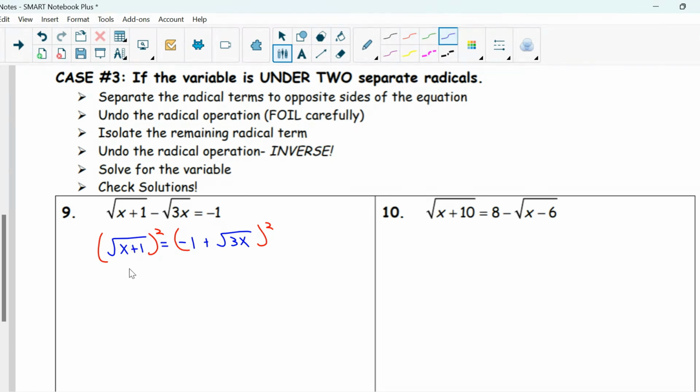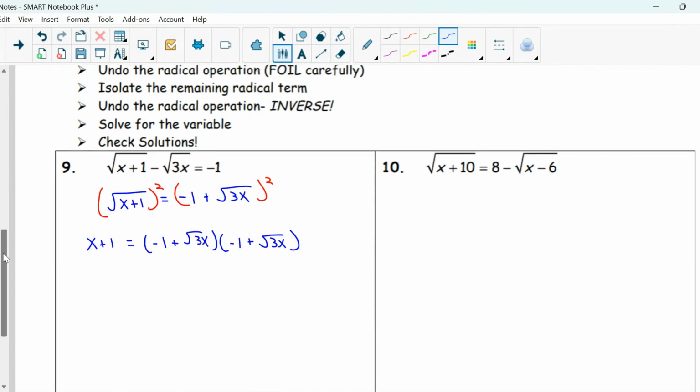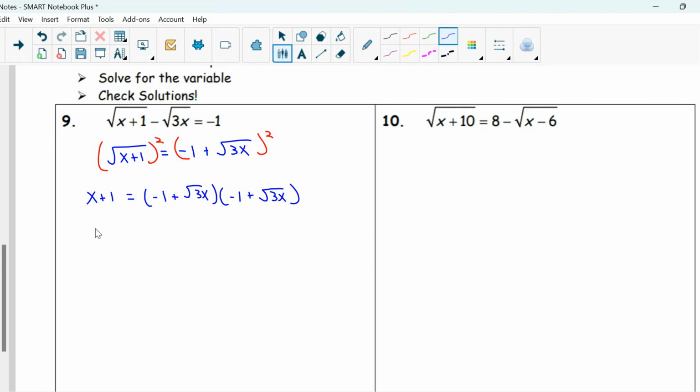So squaring my left side here, pretty simple. My radical cancels out with my exponents. But on my right side here, I have multiple terms. So I'm going to have to FOIL. So I'm going to expand this, write it out, and now I'm going to go ahead and FOIL. So this gives me x plus 1 equals plus 3. Obviously, this doesn't fully simplify.